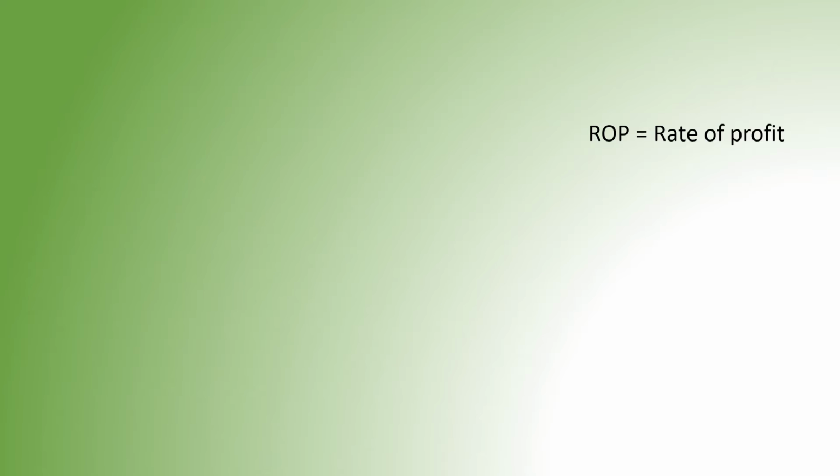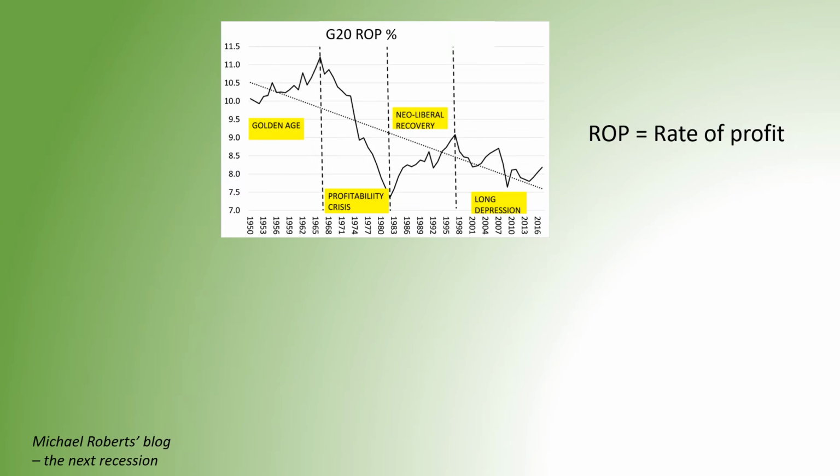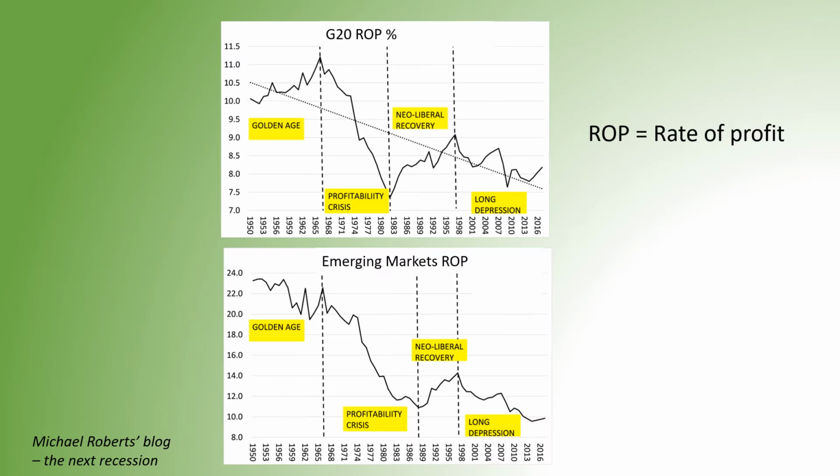Measured by the rate of profit, the capitalist world system has been in decline for quite some time, despite some periods of recovery. This graph tracks the decline from the late 1960s in the rich G20 countries, and this from earlier in the 1950s, but from a much higher rate in the so-called emerging markets, which include China and India.